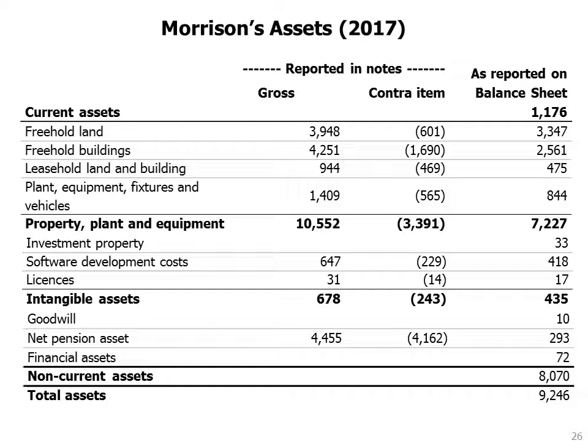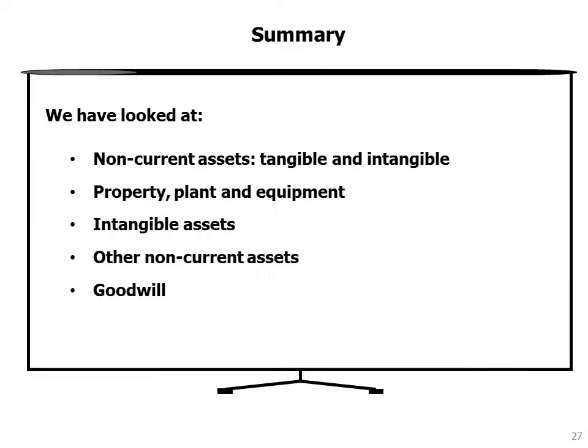And its net pension assets are £4,455 million, but its liabilities, defined benefit obligation, is only £4,162,000,000. So it's got net pension assets of 263. Total non-current assets, £8,070 million. Total assets of 9,246 million. So current assets are a very small portion of Morrison's total assets.